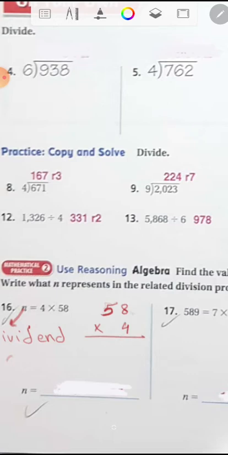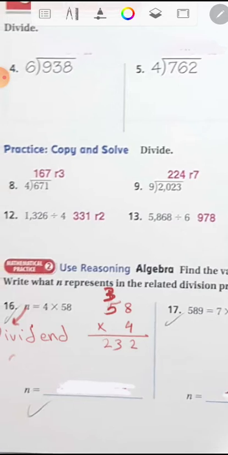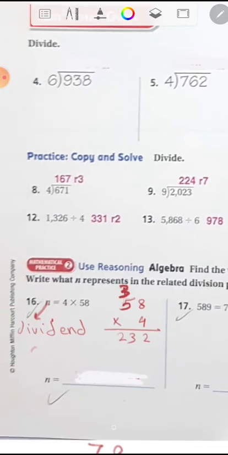4 multiplied by 8 equals 32. So I put 2 here and 3 above the tens. Now 4 multiplied by 5 equals 20. 20 plus 3 equals 23. So this is the dividend. Okay, so I have to write the answer and write the name of this. This is the dividend, because this is the equation to find the dividend.